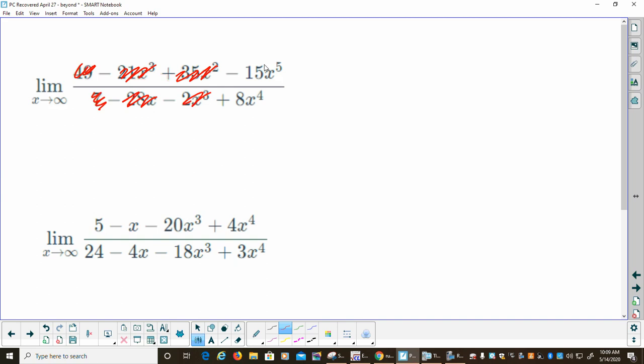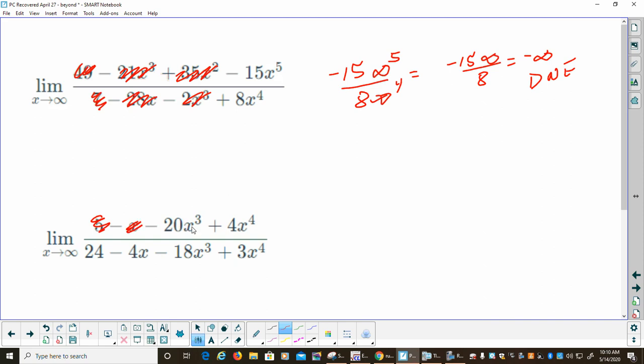So you're left with negative 15 infinity to the 5th over 8 infinity to the 4th, which would reduce to negative 15 times infinity over 8, which would be infinity, or negative infinity in this case. So there's no limit, does not exist. Okay? So you're looking at the biggest degree. This compared to this is tiny. This compared to this is tiny. This compared to this is tiny.